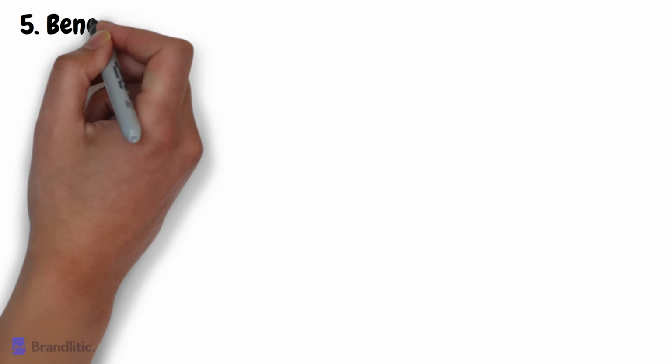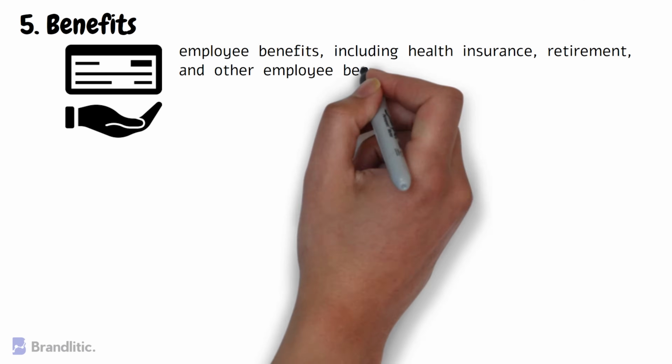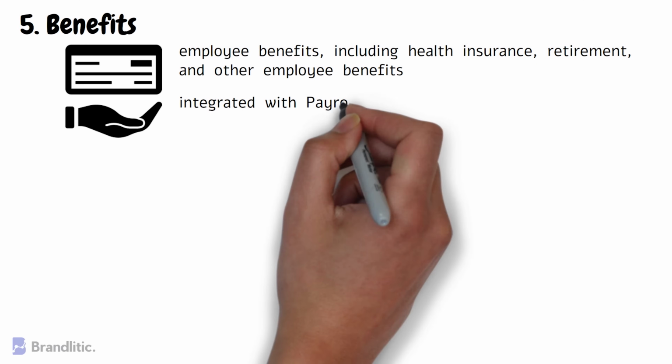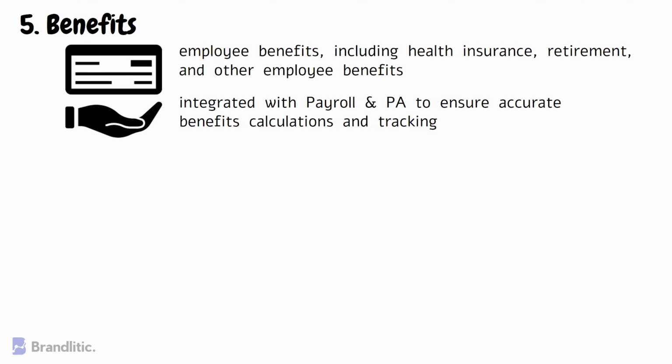Next, number 5. Benefits. This SAP HCM submodule is used to manage employee benefits including health insurance, retirement plans, and other employee benefits. Benefits management is integrated with Payroll and PA to ensure accurate benefit calculation and tracking.